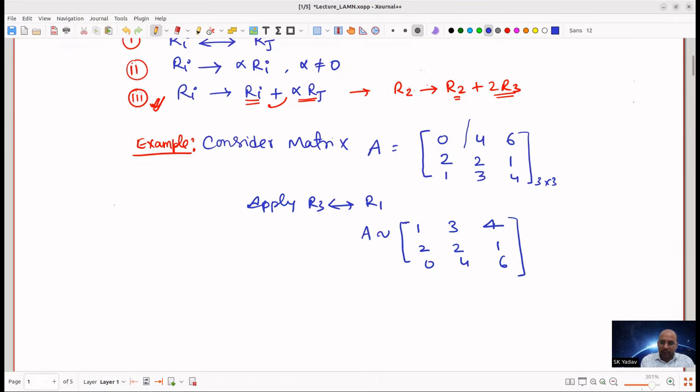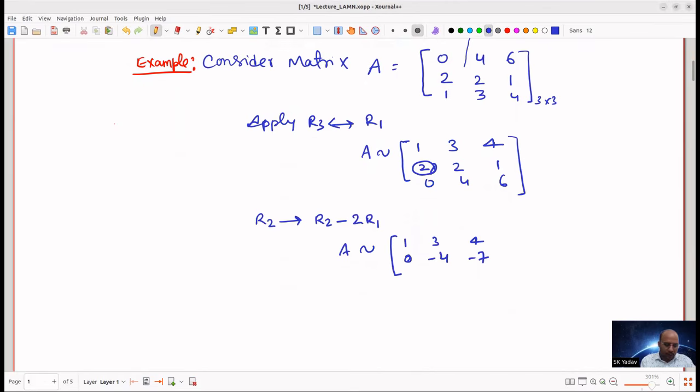Now suppose I want to make this 2 here 0 by using row 1. So what operation should I apply? I will change the second row, that means R2. So I will write R2 minus 2 times R1, because if I multiply by 2 and subtract from the second row, I will get 0 here. So after that, this matrix is changed to 1, 3, 4, 0 here, and 2 minus 6 is minus 4, and 1 minus 8 is minus 7, and the third row will be as it is. So I have 0, 4, 6.